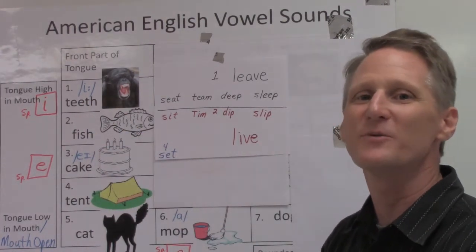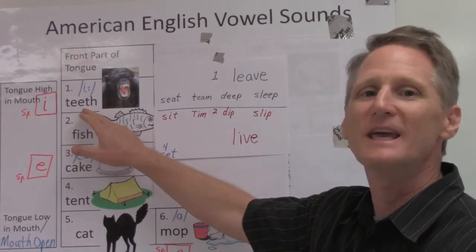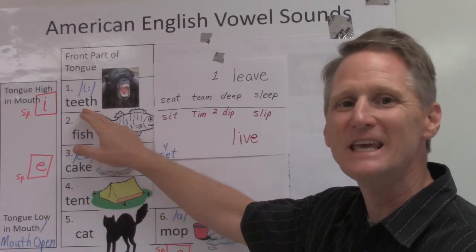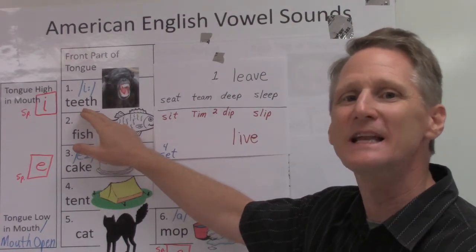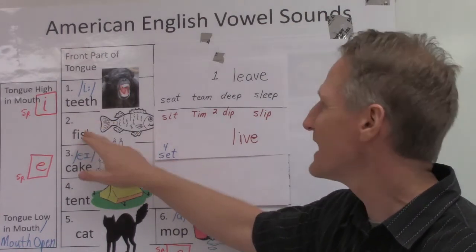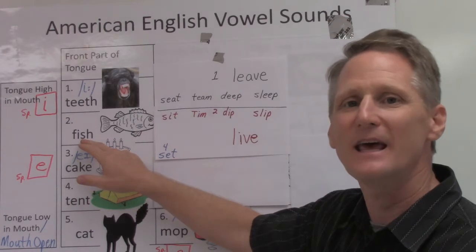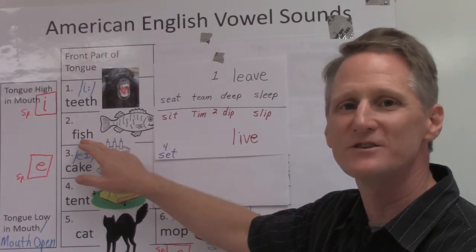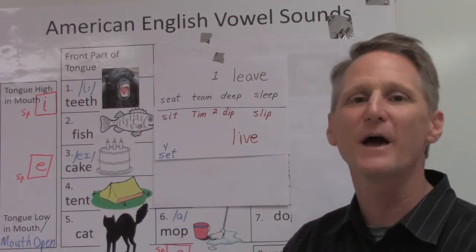So why don't you try it with me? First we'll say teeth. E, teeth. E, E, E. These teeth are clean and mean. Now we'll do this. I, I, I, I. Swim with this fish if you wish.